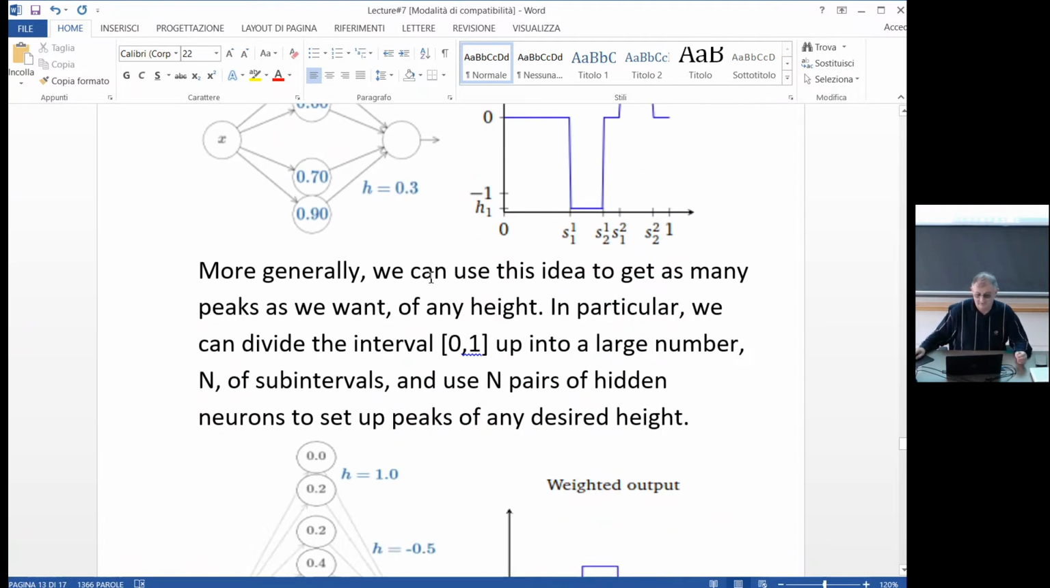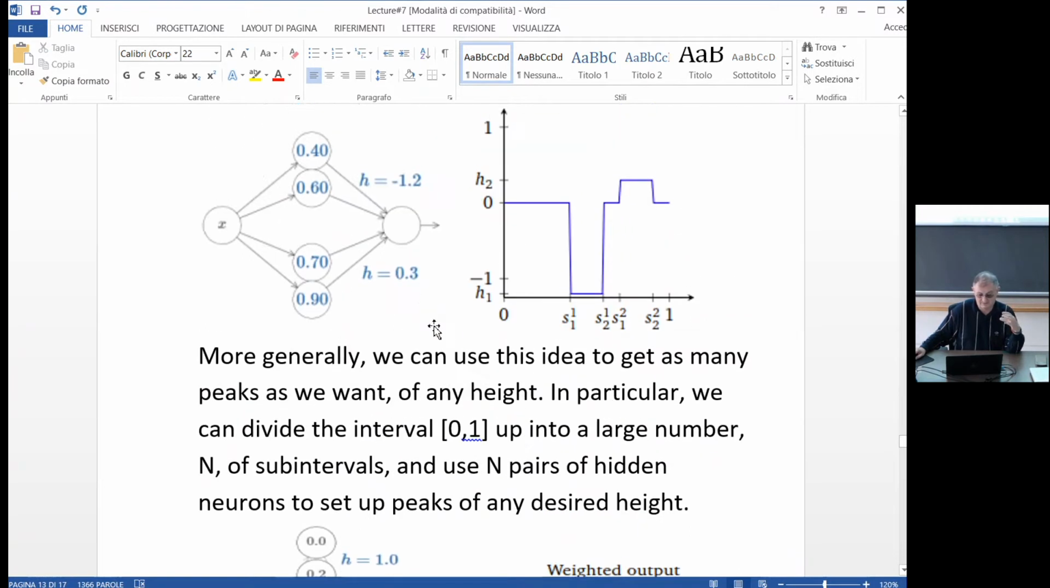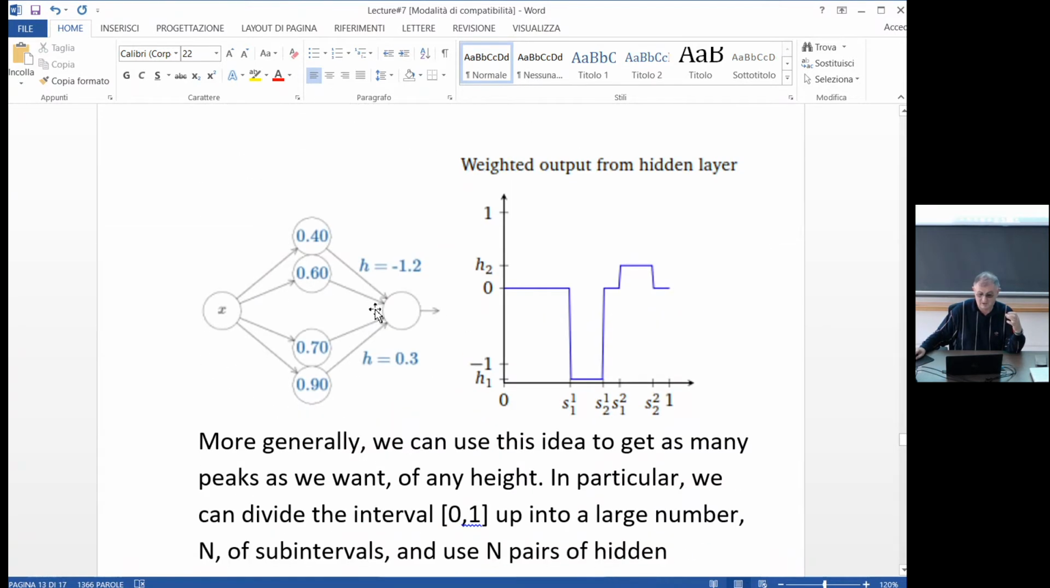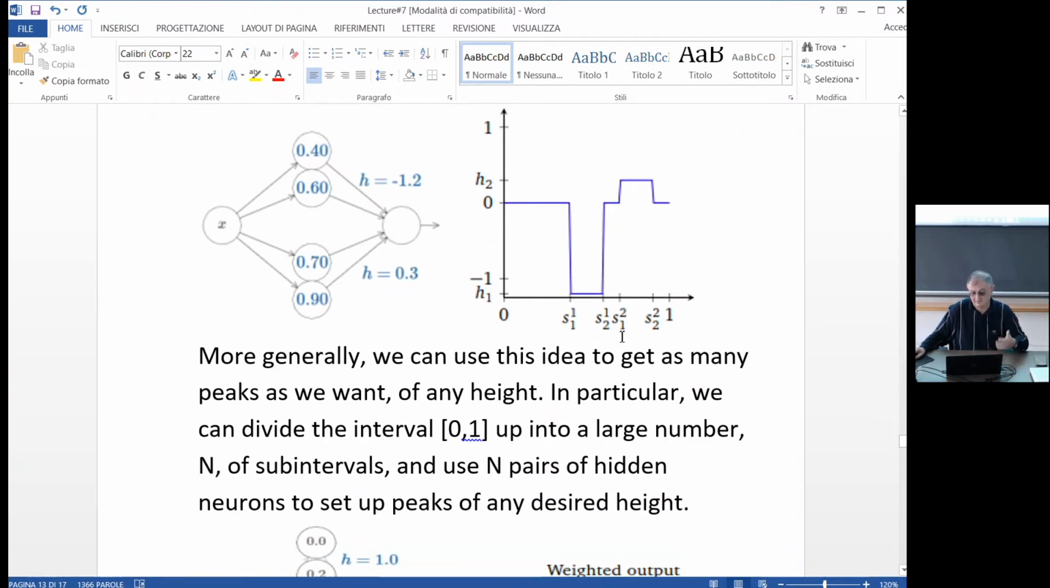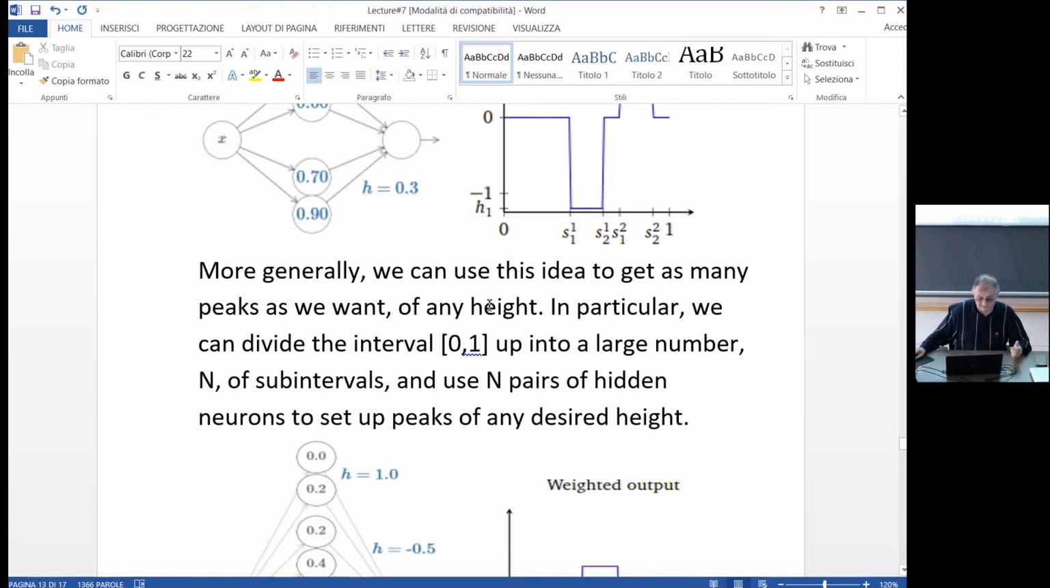More generally, we can use this idea to get as many peaks as we want, or any height. By manipulating our S and our H, the jump points and the height, we can construct any piecewise constant approximation of our function, roughly speaking.